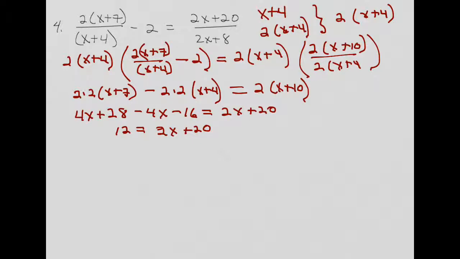So now I'm going to subtract 20 from both sides. If I subtract 20 from both sides, I'm going to get a minus 8 is equal to 2x. A minus 4 is equal to x. Okay, so let's go ahead and try to check that. What we're going to find out is if I put a negative 4 in here, you can see that my denominator is going to become 0. So this one's also going to be extraneous. And what I'm going to have is no solution.